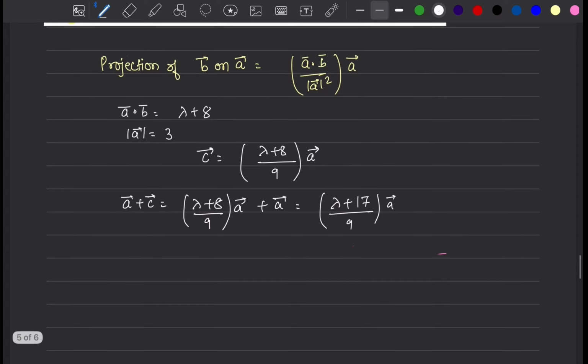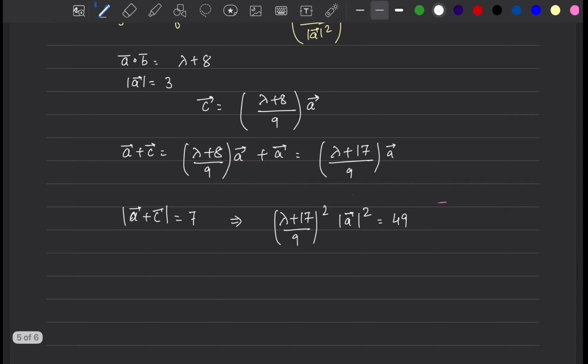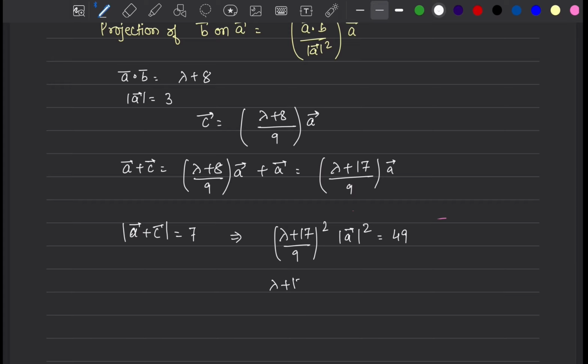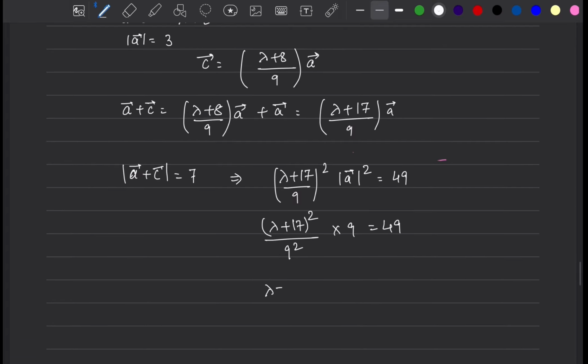And the magnitude of this A vector plus C vector is given to us as 7. So from here we can say lambda plus 17 by 9 whole square, magnitude of A square, is equal to 49. Now the magnitude of A we have is 3, so 3 square is 9, which means lambda plus 17 whole square, over 9 square, multiplied with 9, is equal to 49. So from here we are getting lambda equal to 4. Okay, so lambda equal to 4.